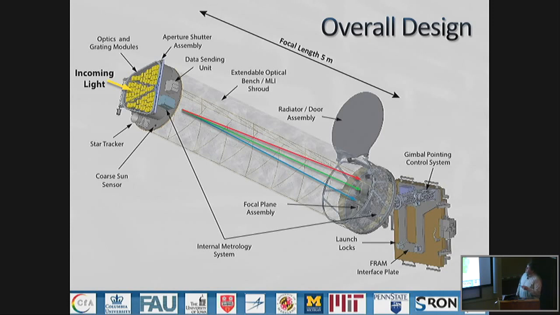Star Tracker, Core Sun Sensor, all the other basic things. Then a data sending unit, which will send temperature data and so on down.